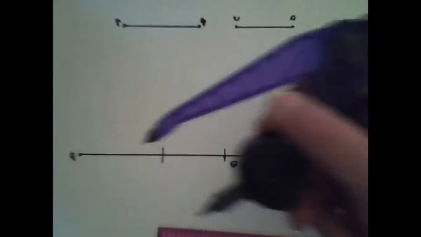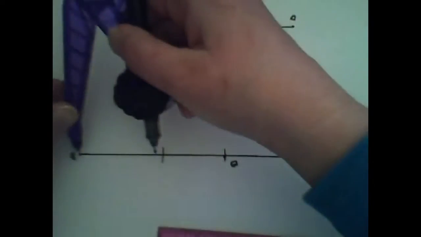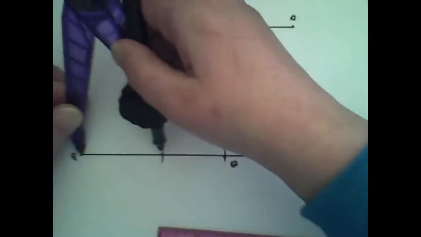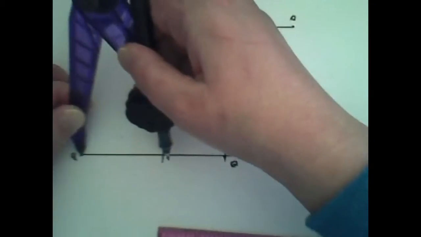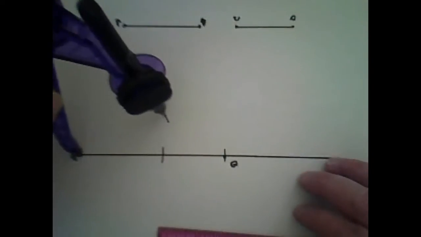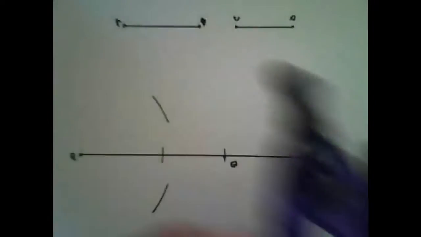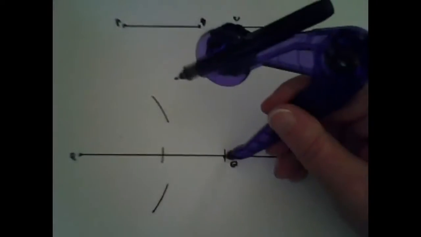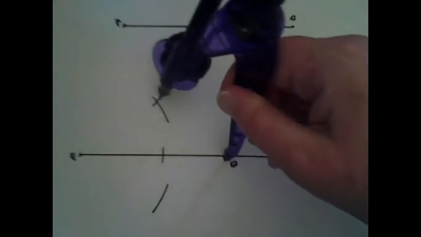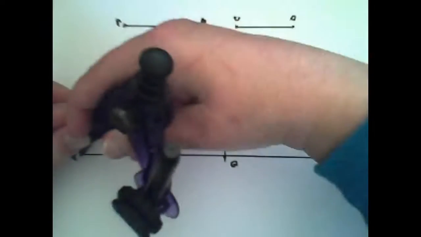So I need to find the midpoint of PQ. Now we've done that before. I'm basically going to bisect this line segment. So I'll stretch the compass out so that it's more than half the distance from P to Q. I'll make an arc above and an arc below. And then I'll put the point of the compass on Q, make an arc above, and an arc, whoops, below. I need to make this one a little longer, don't I? That is easy to do.